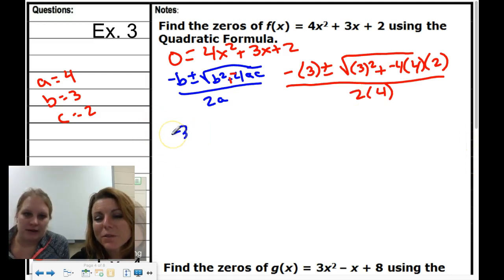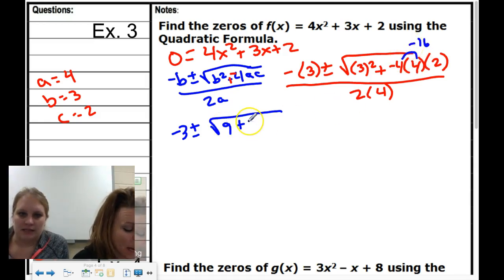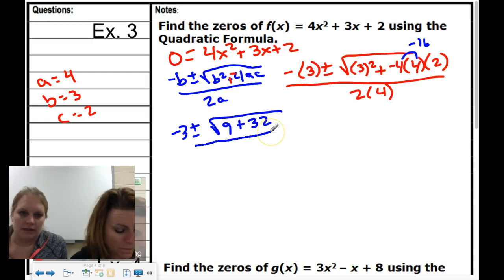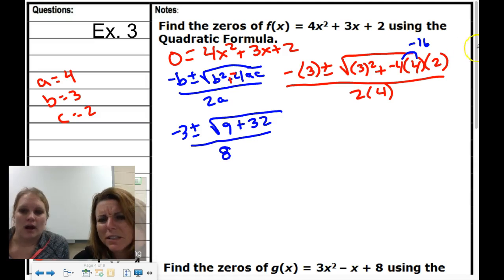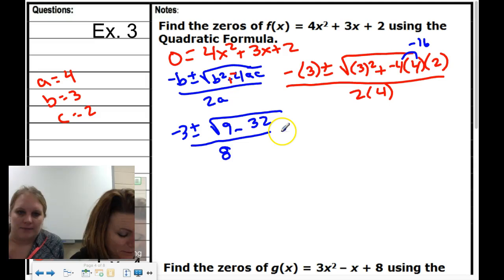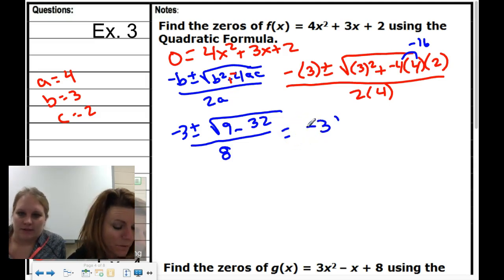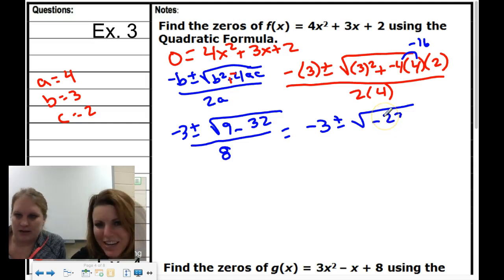So we get negative 3 plus or minus the square root of 9, now this is negative 16, and then it's a positive 16 times 2, 32, all over 8. But wait, why would it be a positive? Oh, I was thinking that was negative. Sorry, my bad. Negative 16 times 2 is negative 32. Thank you for checking that. All right. So now we get negative 3 plus or minus the square root of negative 23 over 8.